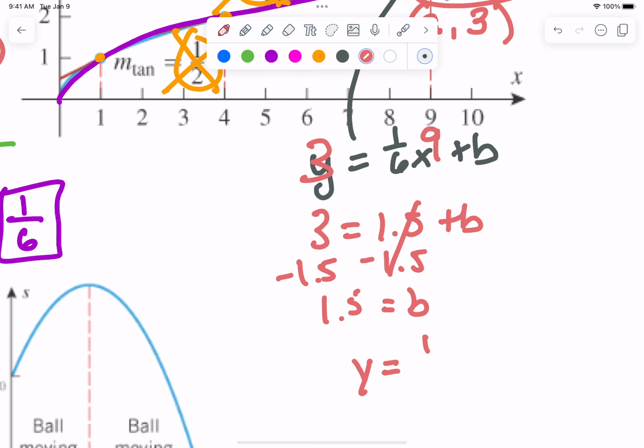So, final answer, what's the equation? Y equals 1/6 x plus 1.5. What's 1.5 as a fraction? Let's switch it back to fraction. 3/2.